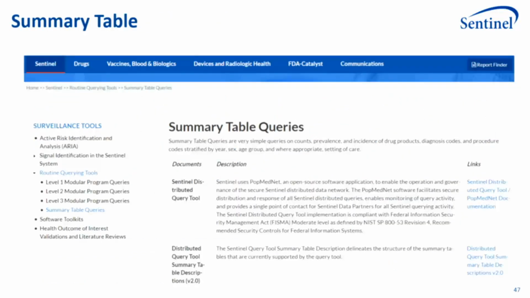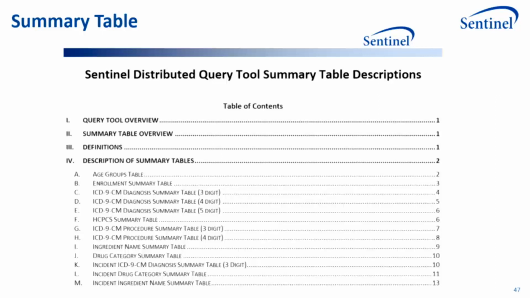So this is a screenshot from the Sentinel website. Summary tables are part of the routine query tools, and you can find all associated documentation on our website. Essentially, they are pre-populated tables. Therefore, that's the reason why they can provide simple and rapid menu-driven member counts in the database.